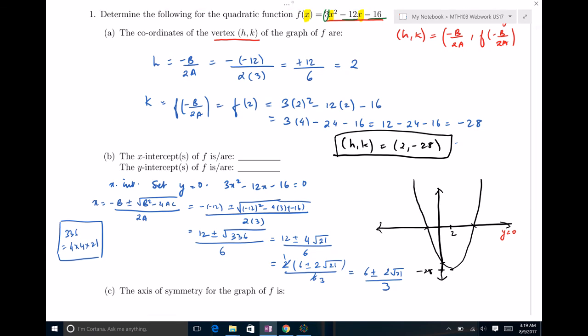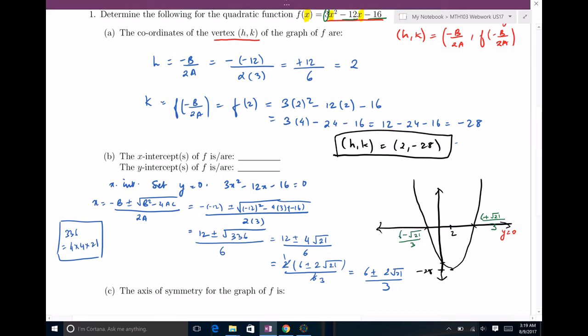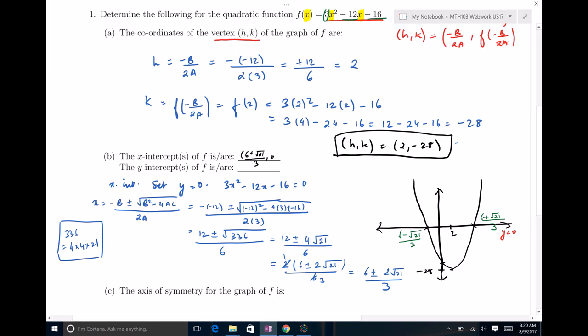So that means that my x-intercepts in this case are 6 plus the square root of 21 over 3, and 6 minus the square root of 21 over 3. In order to write down the x-intercepts, you can write them down like this. The x-intercepts are (6 plus square root of 21 over 3, 0) and (6 minus square root of 21 over 3, 0). We write them as coordinates.